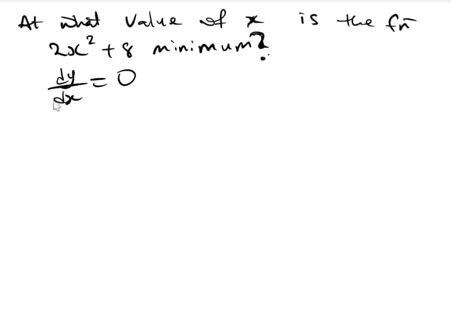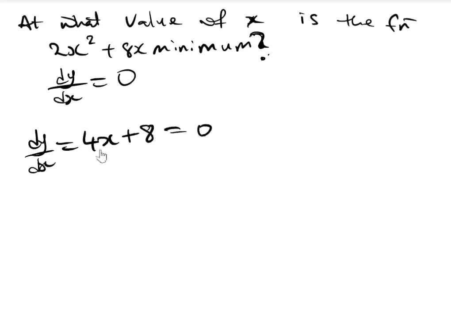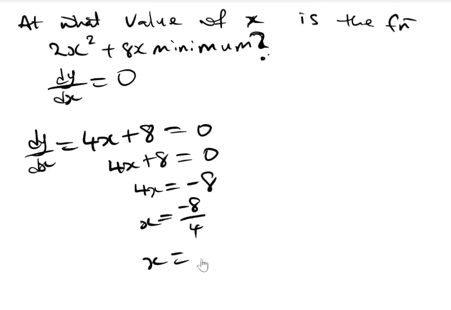The gradient dy/dx is equal to the differentiation of 2x squared, which is 4x. Sorry, there is x here. And the differentiation of 8x is 8. And this is equal to 0. Therefore, we have 4x plus 8 is equal to 0. Making x the subject, 4x is equal to minus 8. If you divide by the coefficient of x, you have minus 8 divided by 4, and x is equal to minus 2. This is the final answer.